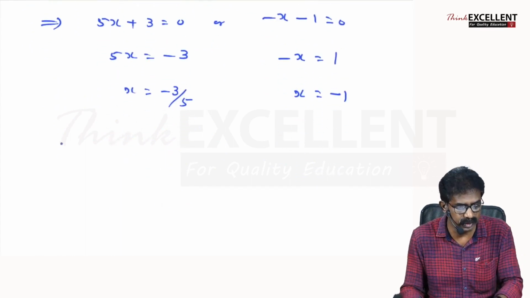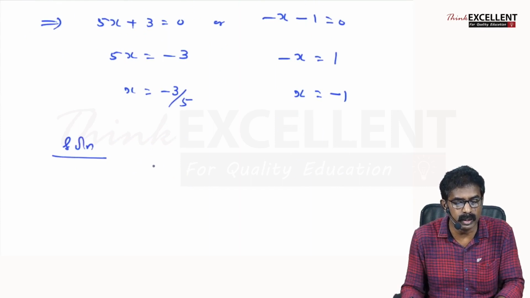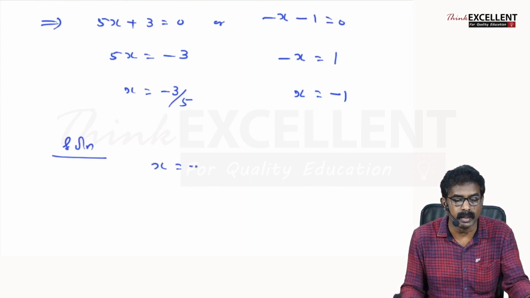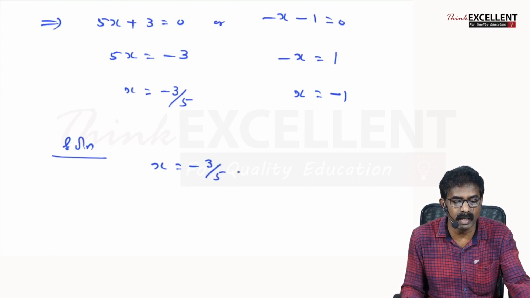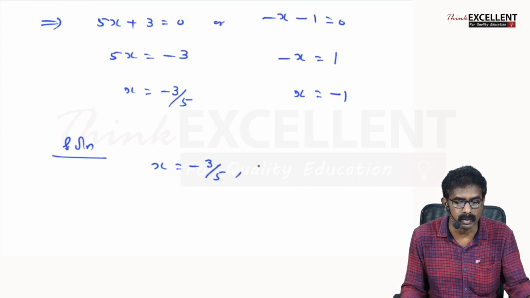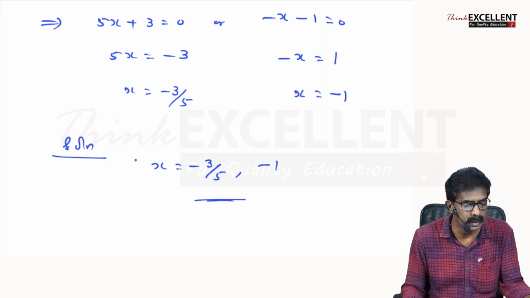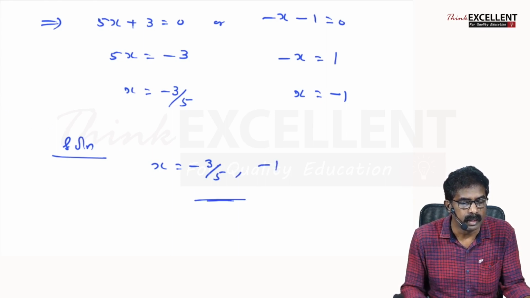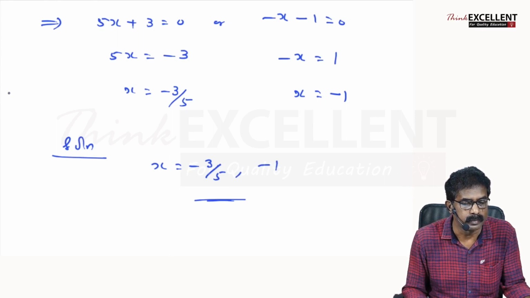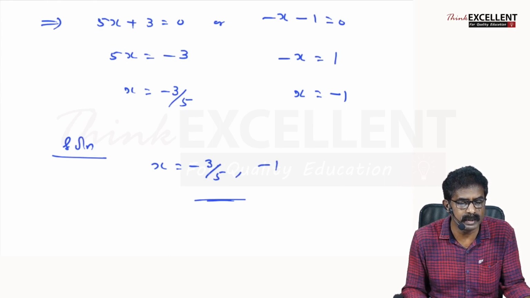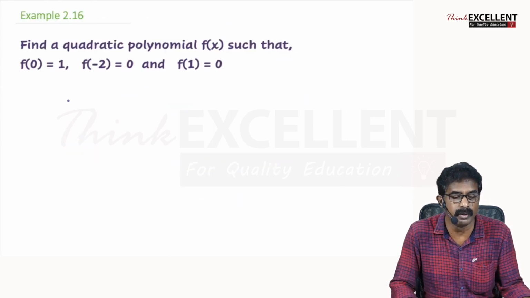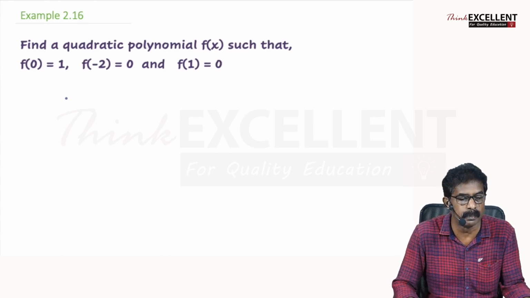So just asked to find the solution. So solution, x equal to, what you get? Minus 3 by 5 and what? X is equal to minus 1. Okay, so these are the two answers. Okay, now let's move on to the next question. So that exercise over. Few example sums I'll help you because there are few sums you need some help.